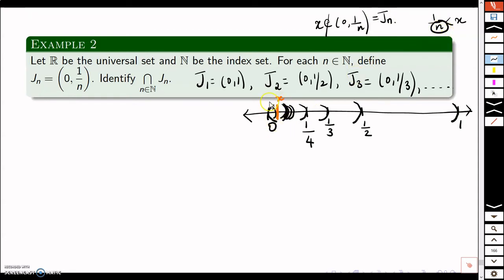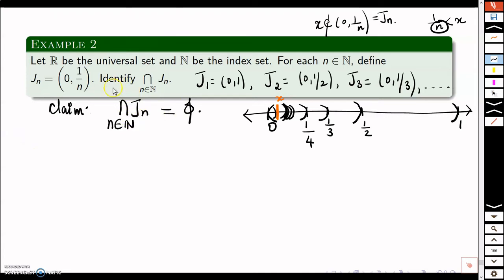So you can observe that you cannot have any point in the intersection of all the Jn's, and hence the intersection of all the Jn's is an empty set, and that is what we are going to claim. All right, so my claim is the intersection of all the Jn's is an empty set.